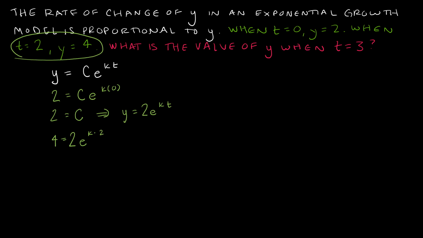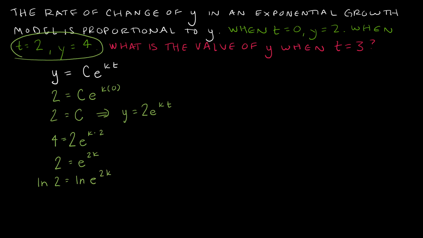So I'm going to divide each side by 2. That gives me 2 equals e to the 2k. And then how am I going to solve that? Well, I'm going to take the natural log of 2 is equal to the natural log of e to the 2k.